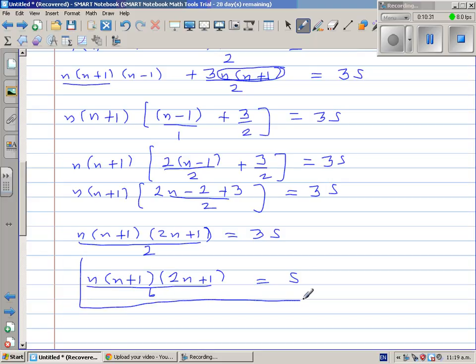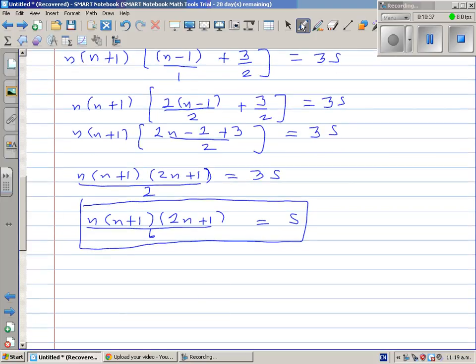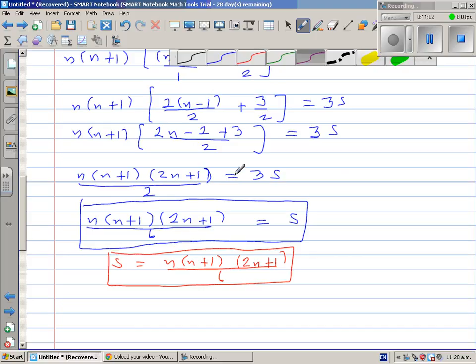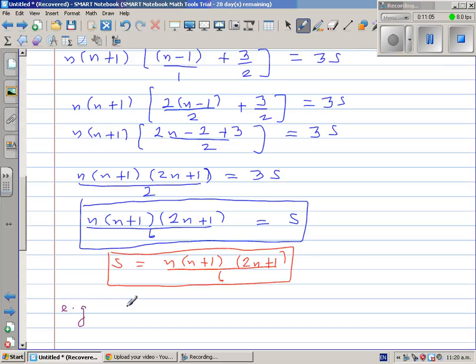If you want to add from 1 squared to any number of squares, say even 100 squared, you can find it so easily. So let's check this formula. Let me rewrite the formula. s is equal to n times n plus 1 times 2n plus 1 divided by 6, the formula to add from 1 squared to n squared. So let us add from 1 squared to 10 squared. Let's take an example: we want to add 1 squared plus 2 squared plus 3 squared, up to 10 squared.